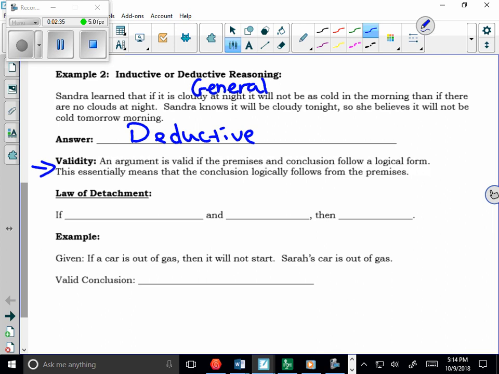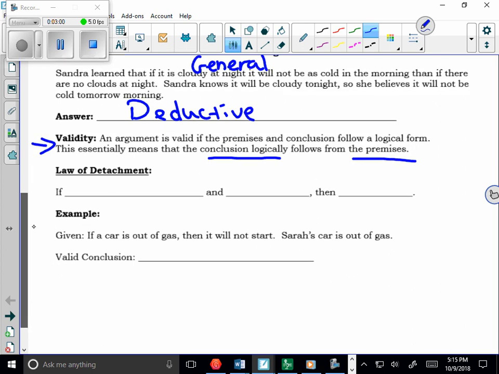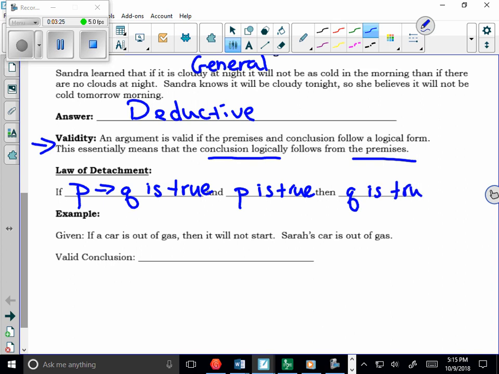We're going to talk a little bit more about validity. We've talked about validity in terms of truth values and truth tables, but in terms of this lesson, we're saying an argument is valid if the premises and conclusion follow a logical form. This essentially means that the conclusion logically follows from the premise. So what does that mean? Let's take a look at a couple different laws in logic that this falls into. The first being the law of detachment. What law of detachment means is if I have a conditional statement that they are telling me is true, and P is true, my hypothesis is true, then I can conclude that Q, or my conclusion, is true.